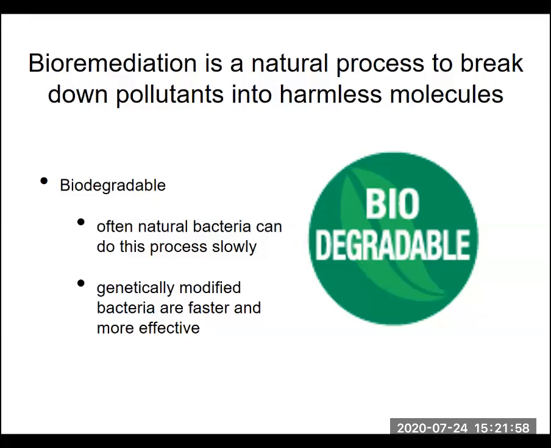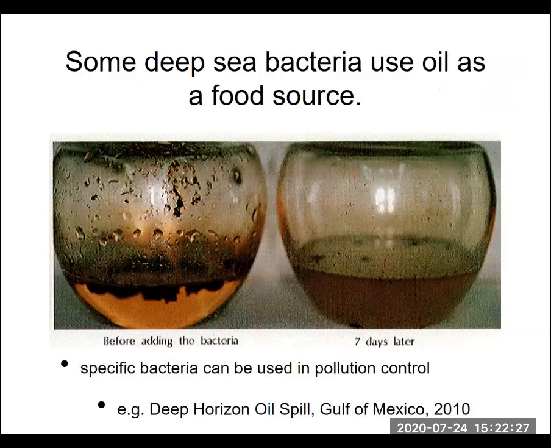Now, the idea is that if we want to make more things biodegradable, we could genetically modify bacteria so that they are faster and more effective at breaking down these things. Using genetic engineering, techniques of recombining sources of DNA to make new characteristics of the bacteria, we can potentially make them better at breaking down pollutants.